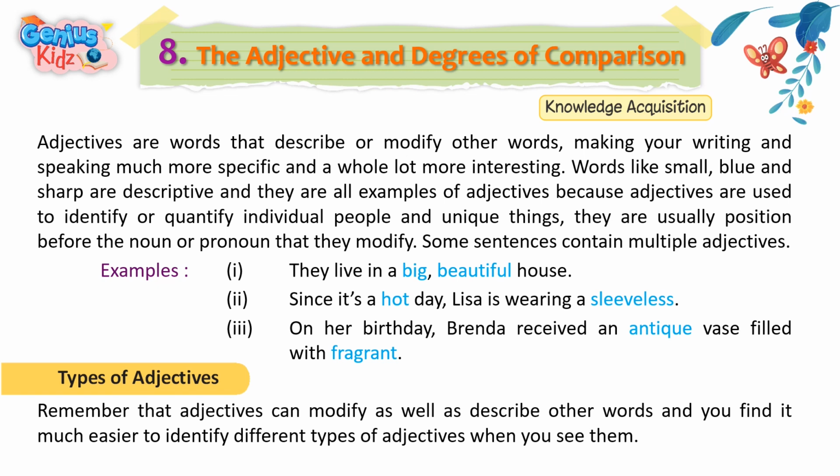Examples: 1. They live in a big, beautiful house. 2. Since it's a hot day, Lisa is wearing a sleeveless. 3. On her birthday, Brenda received an antique vase filled with fragrant. Types of adjectives. Remember that adjectives can modify as well as describe other words, and you find it much easier to identify different types of adjectives when you see them.